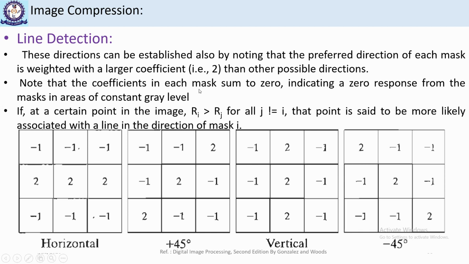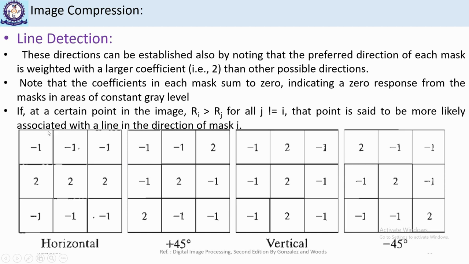Note that the coefficients in each mask sum to 0, indicating a zero response from the mask in areas of constant gray level. That means the sum of all the coefficients is equal to 0. Suppose this mask is coinciding with a region where the pixel values are constant, then it will result in a zero response. So it will not give a strong response for a smooth region in the image, right?